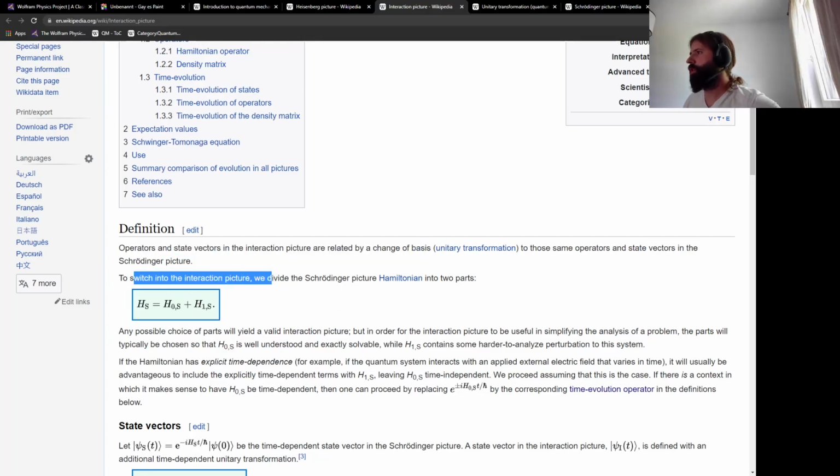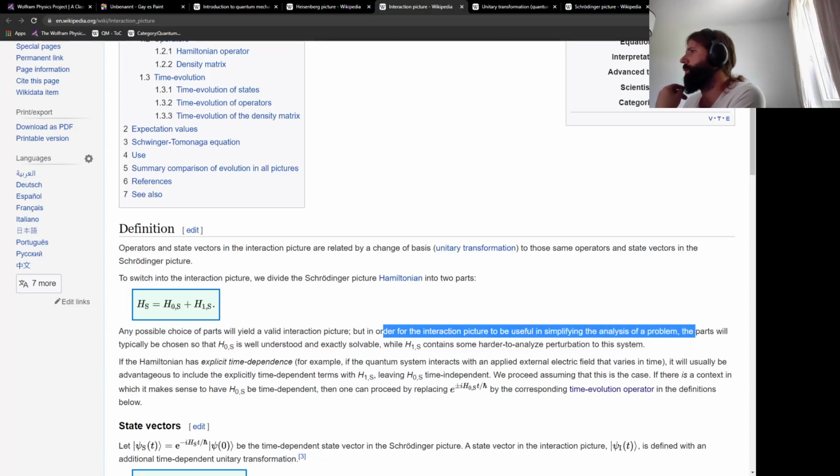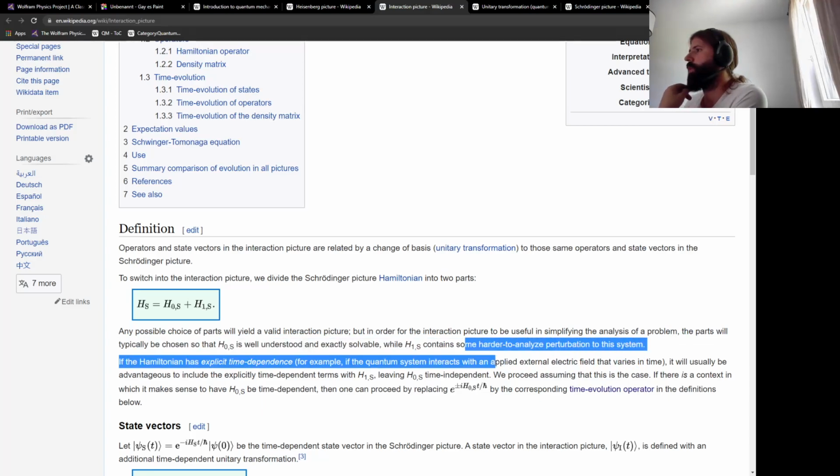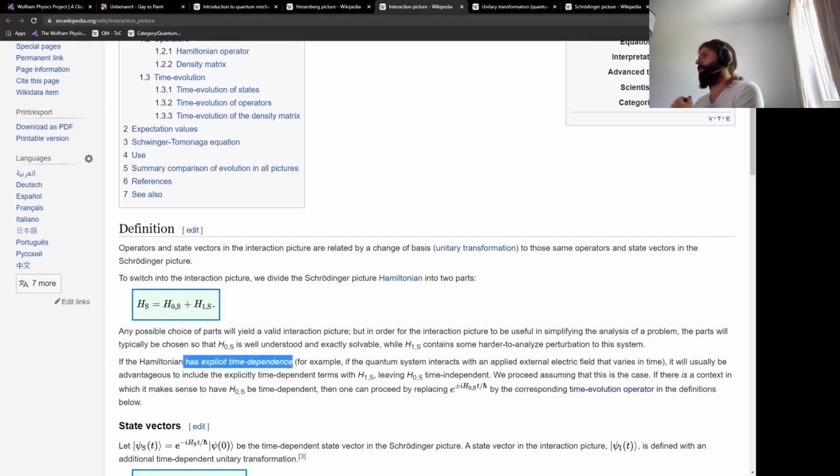To switch to the interaction picture, we divide the Schrodinger picture Hamiltonian into parts, H0s plus H1s. Any possible choice of parts will yield a valid interaction picture, but in order for the interaction picture to be useful in simplifying the analysis of a problem, the parts will typically be chosen so that H0s is well understood and exactly solvable, while H1s contains some harder to analyze perturbation to the system. If the Hamiltonian has explicit time dependence, for example, if the quantum system interacts with an applied external electric field that varies in time, it will usually be advantageous to include the explicitly time-dependent terms with H1s, leaving H0s time-independent. Okay.